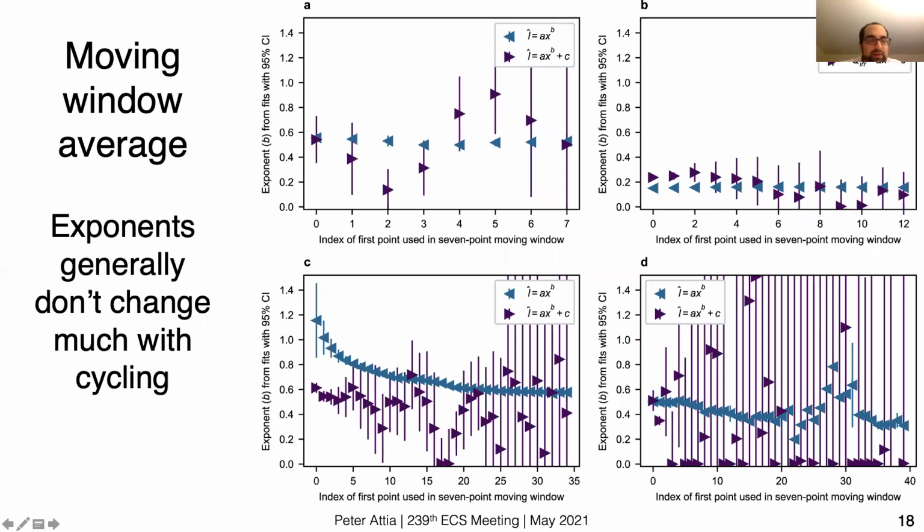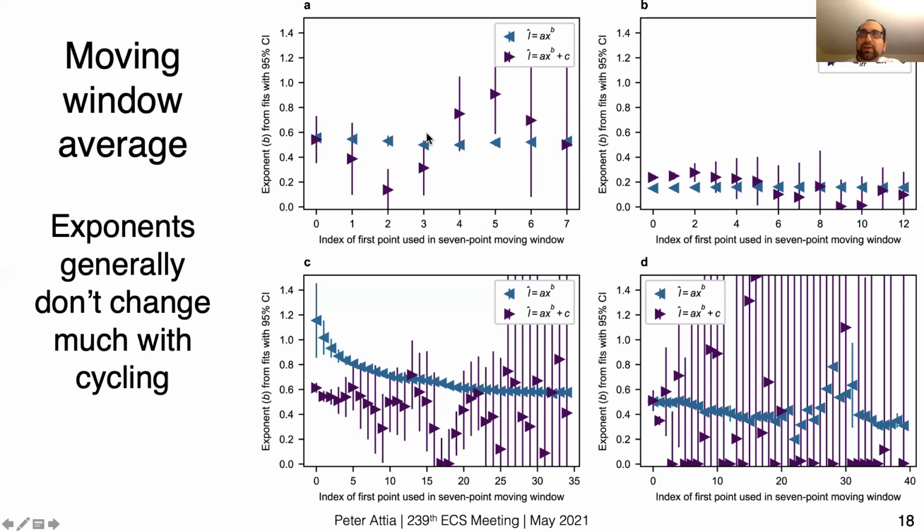Another thing we wanted to explore was looking at moving window averages. So the thinking here is SEI growth may change as a function of cycle number, and the growth dependence could change as a function of cycle number. So this is 4 different data sets. I don't remember off the top of my head which 4 we're looking at here, but the idea is that this is looking at 7-point moving windows and looking at, as we shift that window, how does the exponent change?